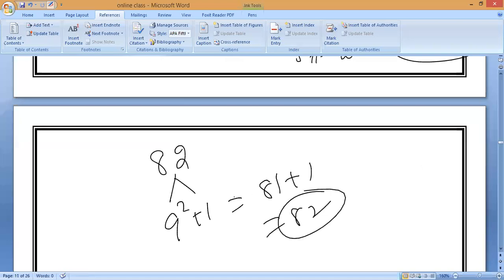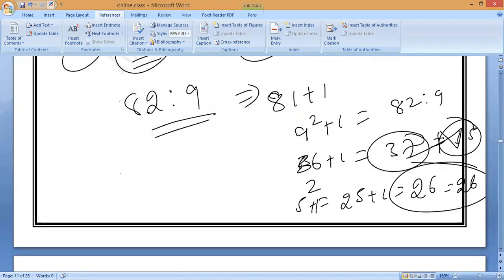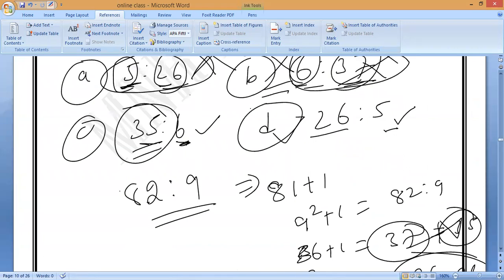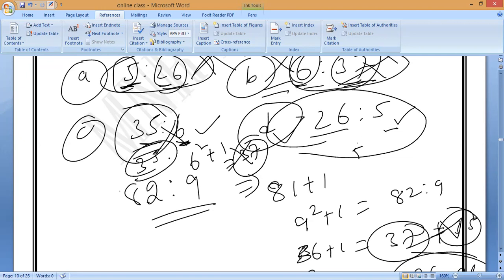Is it yes or no? Yes, sir. The same pattern I will apply here. So here you can check it. 35 it is coming. So 35 means how is it? It must come 6 square plus 1, which is equal to 37. So it is not correct. So I am eliminating this option. Now you can verify this one. It is 5 square plus 1, which is equal to 25 plus 1, which is equal to 26. That's all. So that is why option D is correct.